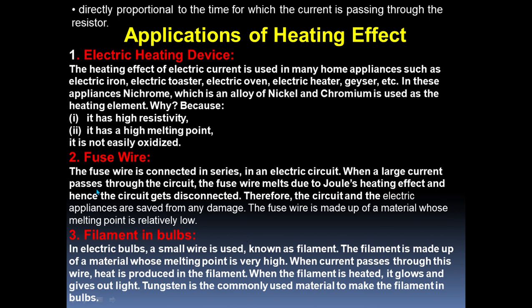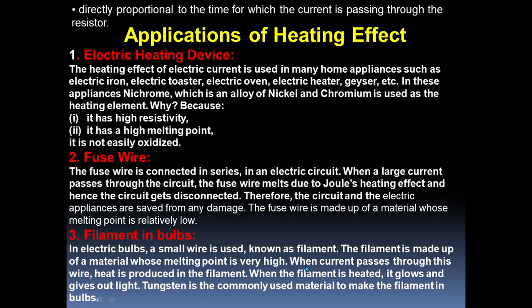Then the third important point is filament in bulbs. In electric bulbs, a small wire is used, known as the filament. The filament is made up of a material whose melting point is very high. So please note it down. This point is a very, very important objective type question.